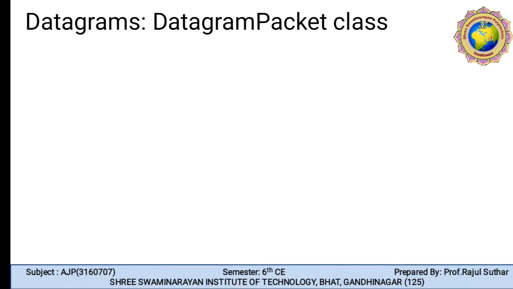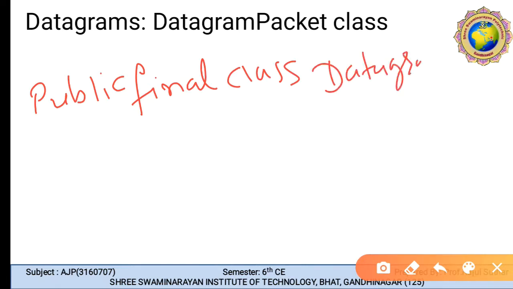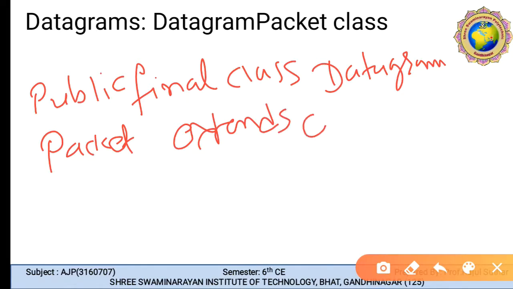And second is DatagramPacket. So what is the functionality of DatagramPacket? DatagramPacket is a final class of the java.net package, and it is also responsible for connectionless datagram delivery service. So what is the signature of this class if we want to write it using the public modifier? public final class DatagramPacket extends Object.